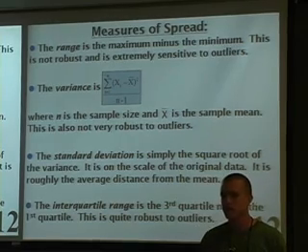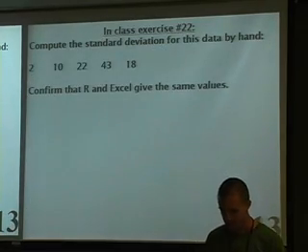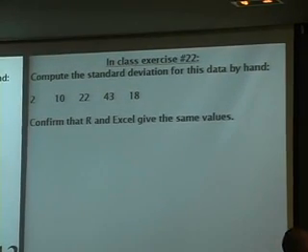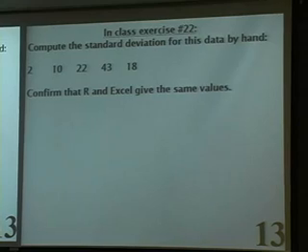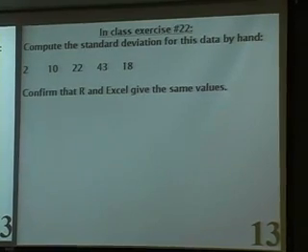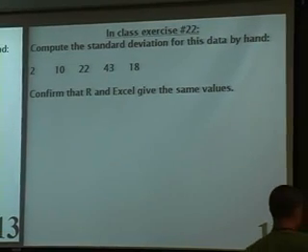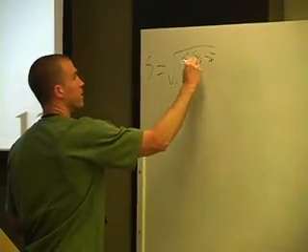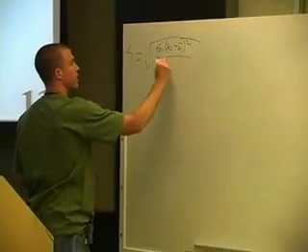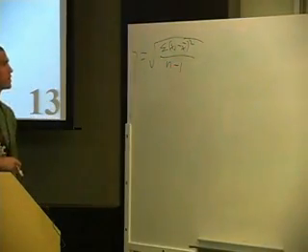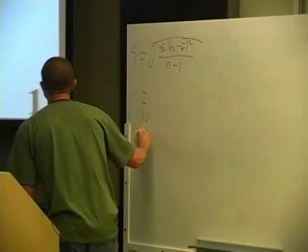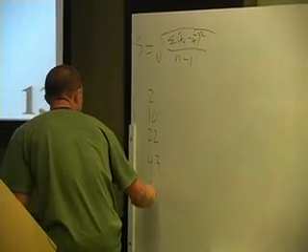So let me just do a simple calculation here. This might be insulting to you, but I'm going to do it anyway. It just says compute the standard deviation for these numbers. So you take each number, subtract the mean, square it, add it up, divide by n minus 1, and take the square root. The numbers are 2, 10, 22, 43, 18. Those are your x's.